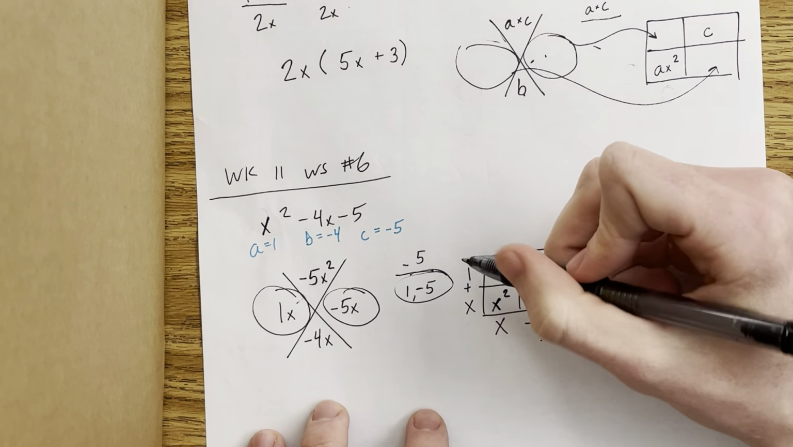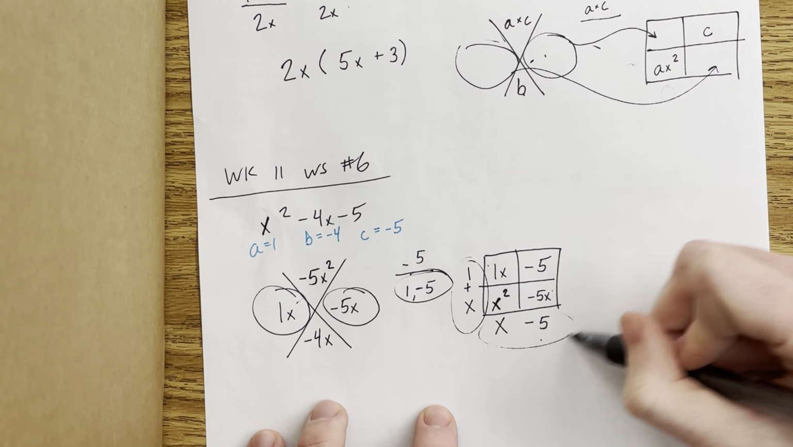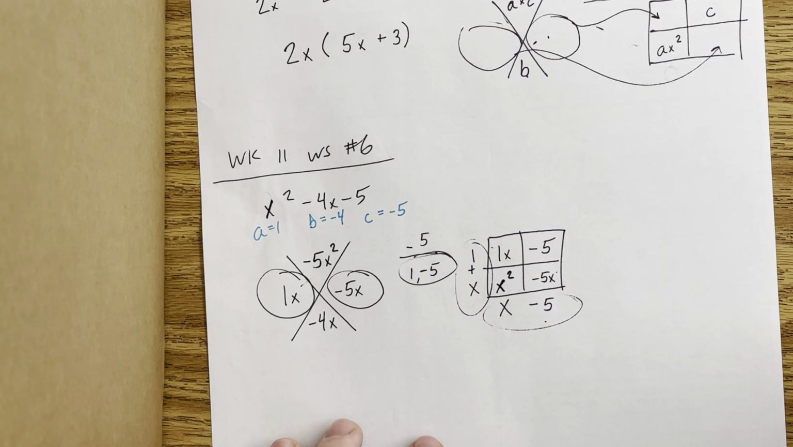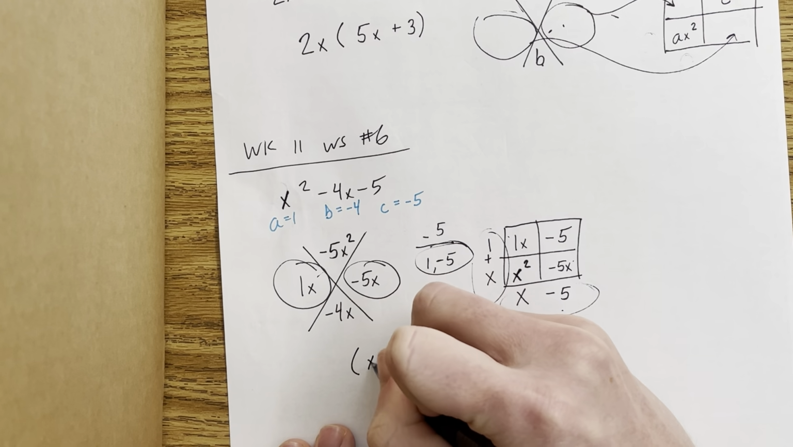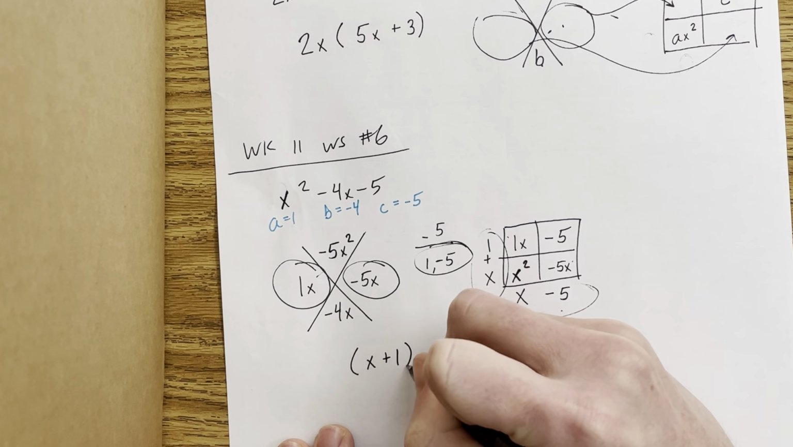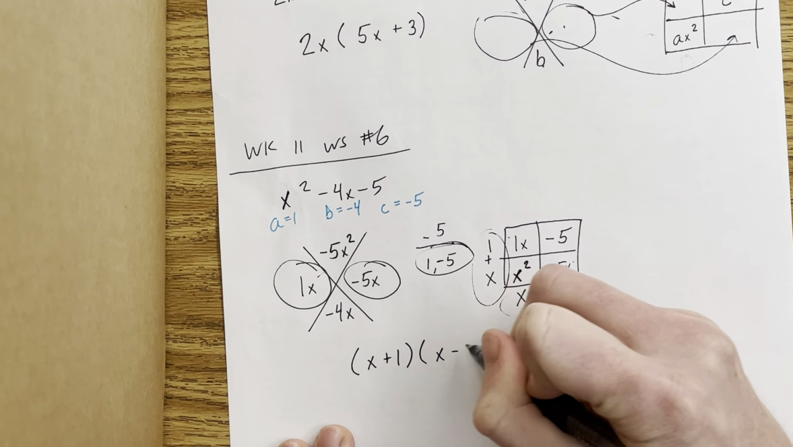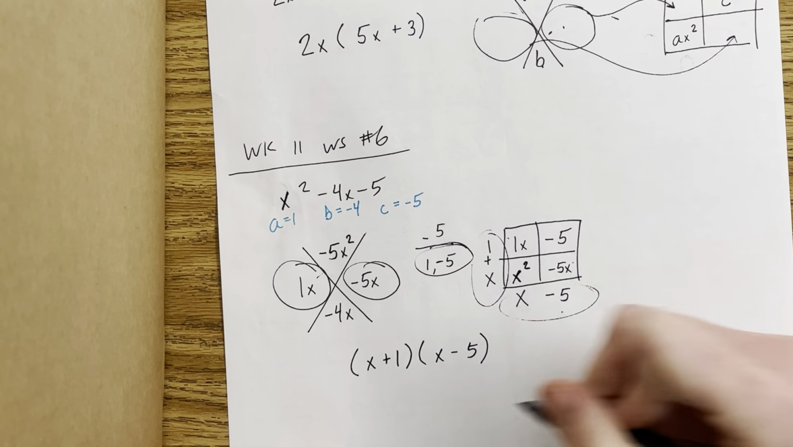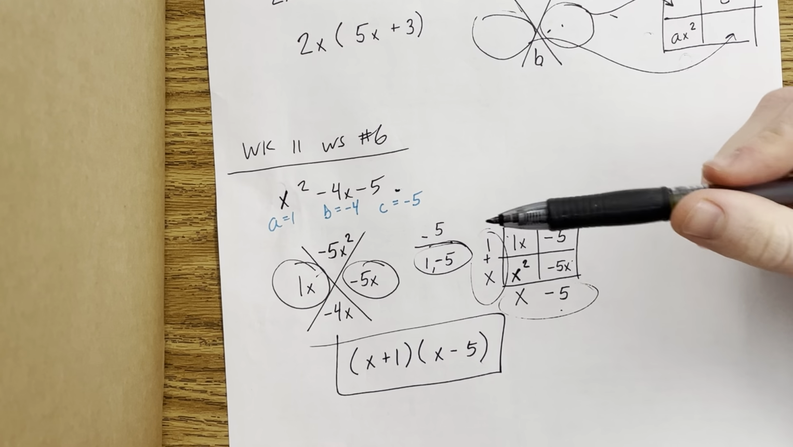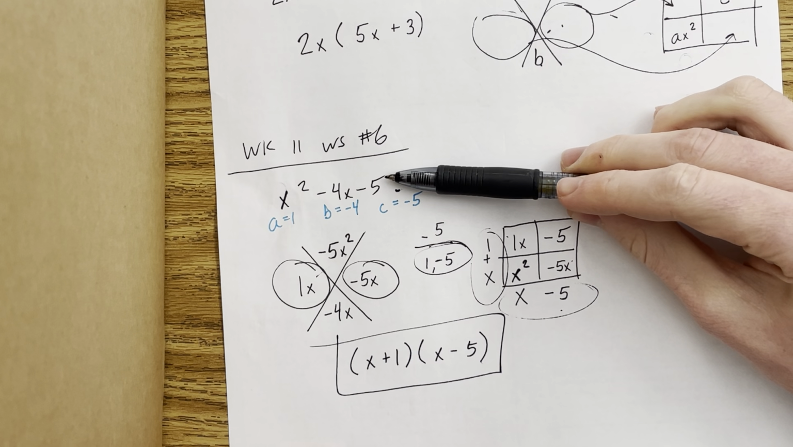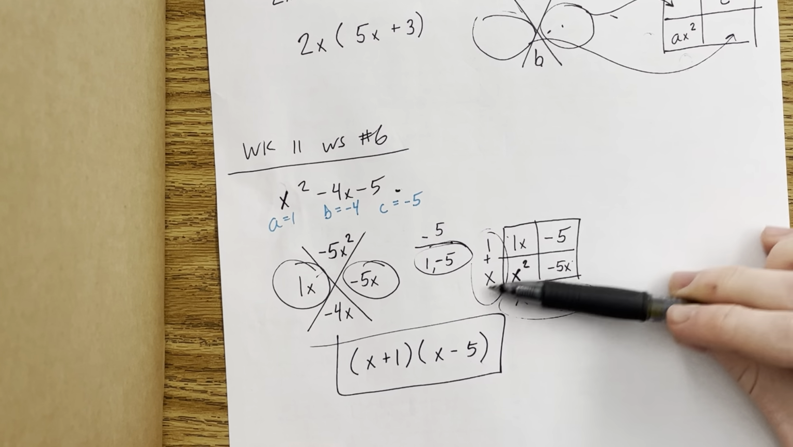Now I have my two terms. We're going to take these and we're going to rewrite it as factors. So the way that looks is like this. X plus 1 times x minus 5. That is the answer to this question. When we're asked to factor this equation, or this expression, we come up with this.